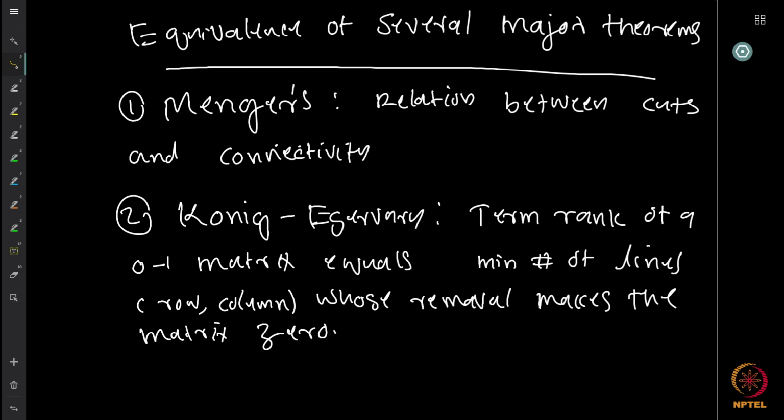That is the minimum number of such lines, and that number of such lines is also equal to the term rank of the 0-1 matrix. That is the König-Egerváry theorem. Okay. This has a graph version. You can think about what could be the graph version.